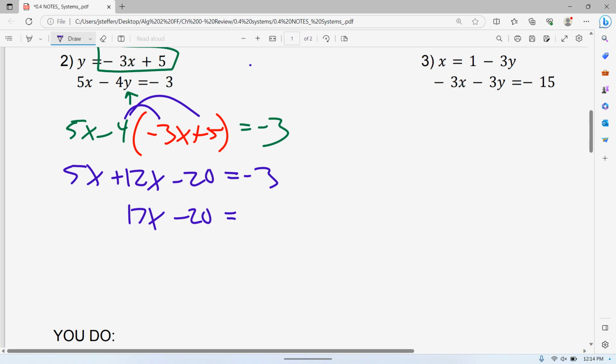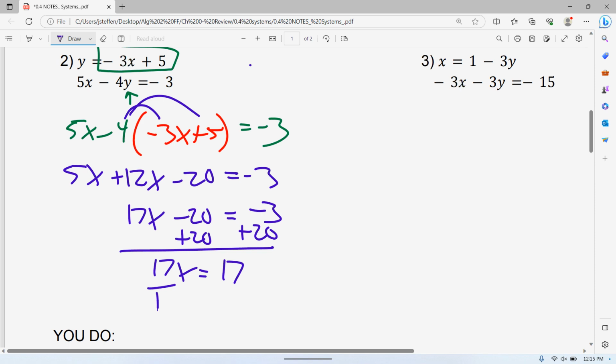Equal to... add 20 to both sides. 17x is equal to 17. Last but not least, divide both sides by 17. We're going to get x is equal to 1.